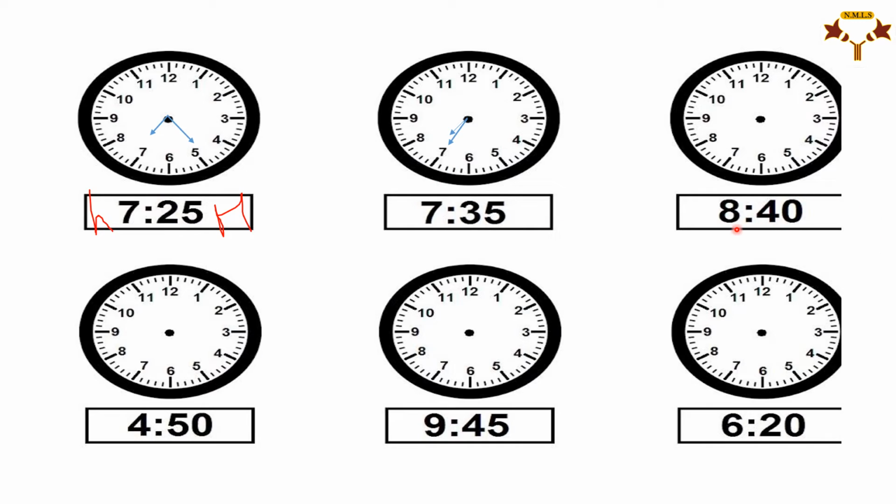Okay, the third one. Here we have 8 hours and 40 in minutes. Then we will draw shorthand between 8 and 9. Okay, and we'll draw longhand at 8 to get 40 minutes. 1, 5, 2, 10, 3, 15, 4, 20, 5, 25, 6, 30, 7, 35, and 8, 40. Then we'll draw longhand at 8 to get 40 minutes.